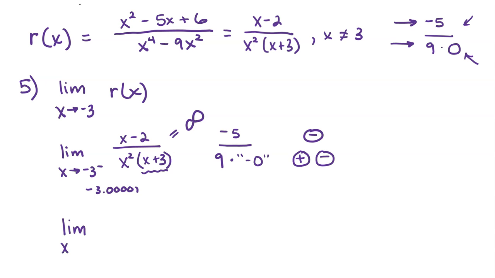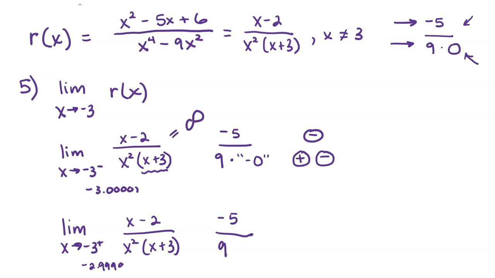And on the other side, the limit as x goes to -3 from the right, x minus 2, x squared, x plus 3, again, that's going to head towards -5, which is just going to be a negative number. X squared is going to head towards 9. That's going to be a positive number. But this time, as I plug in something slightly to the right of -3, like -2.9999999, when I add -2.999 to 3, I get something very close to 0, but positive. So what we have here is negative over positive times positive. So this whole expression heads to negative infinity.